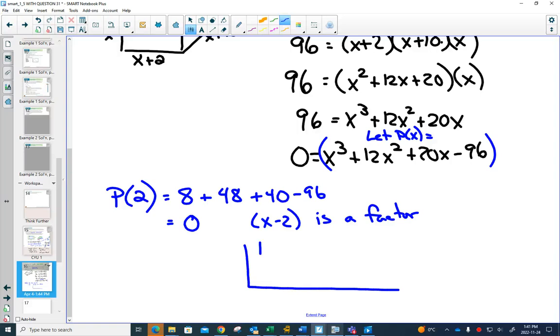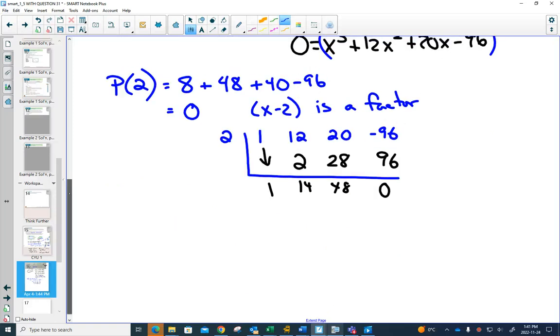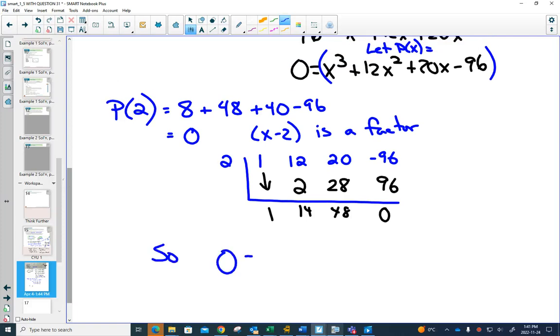I want to write my division statement. I can use synthetic division. Dividing by x minus 2 would put a positive 2 out in front. Bring down the 1. Multiply. Add. Multiply. Add. Multiply. Add. Sure enough, I get it equal to 0. What is this? What does the division statement do? It's factoring p of x. So now I can write x minus 2, and I'm left with x squared plus 14x plus 48 from my synthetic division.